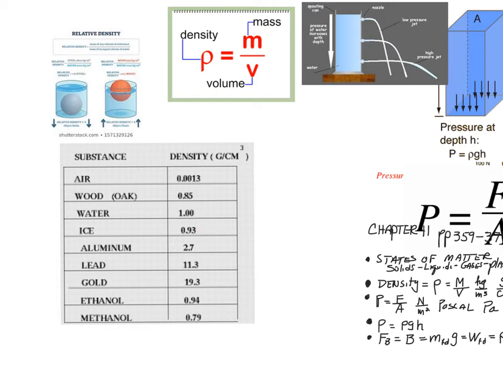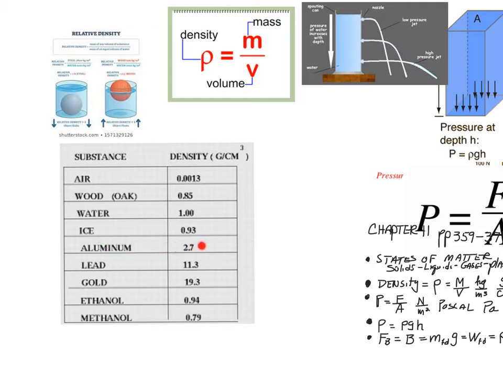That's why ice floats. We see ethanol and methanol are a little less dense, so they float in water, although they mix with water. So most fluids are less dense than water, but there are some that are more dense. When we move into the solids, they're definitely more dense.